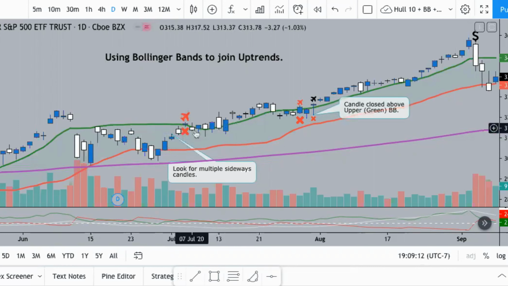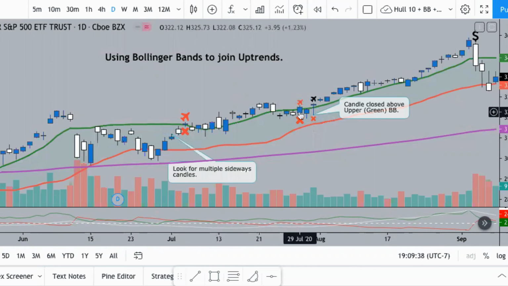Now, you could say, hey, every time that price closes above this upper green line, I'm going to go ahead and give this a shot. However, I would caution you to make sure that you have at minimum, I said 2 with an instruction guide, but at minimum 1 candle trading under or in between the Bollinger Bands before you get involved, okay? And we'll see that type of setup in the next example.